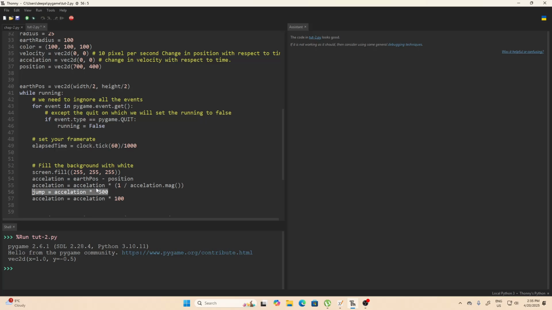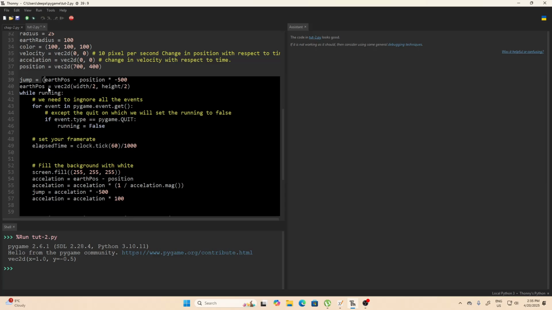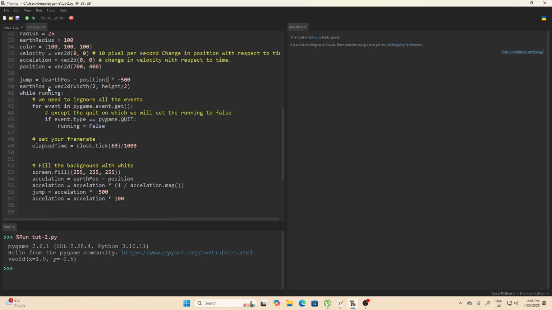To do it one time, we need to calculate it outside, right? So to calculate the jump, again we need to calculate this first. We need to find the direction of the Earth position and the position of yourself. So you do minus, and you get the direction, right? Yeah, we'll do fine with this. So this is the jump.